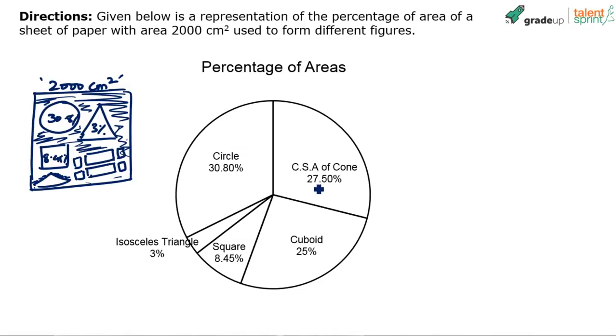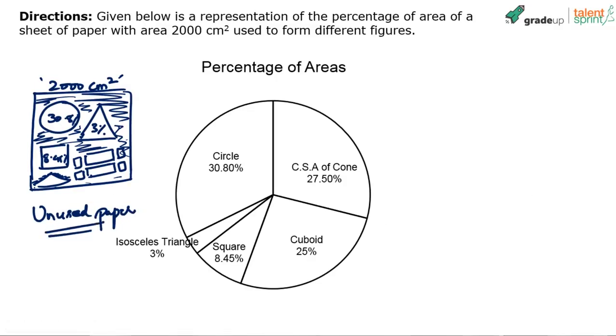Add it up. 27.5 plus 25 is 52.5. Let's say this is 8.5 approximately. 52.5 plus 8.5 would be 61. 61 plus 3 is 64. 64 plus, let's say 31, that's like 95. So somewhere around 5%, roughly about 5 to 7% is lost. So that's the unused area. Remember, there's some unused area, unused paper or wasted paper. And we will deal with it as and when the question demands.